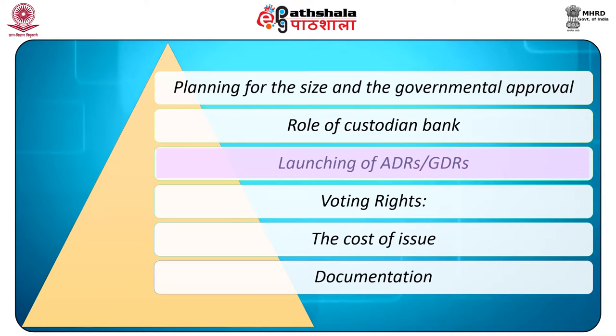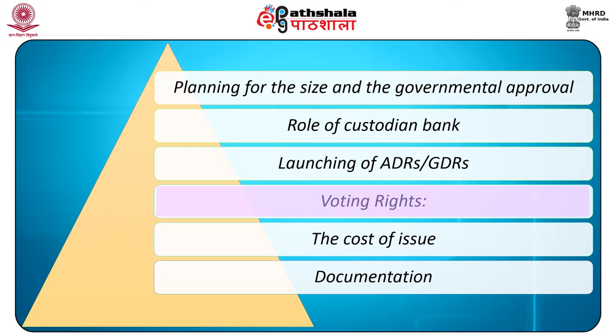Launching of ADRs and GDRs. The depository issues the depository receipts after getting information from the issuing company about the launch. The American depository issues American depository receipts, that is ADRs, while global depository receipts, that is GDRs, are issued by global depositories, often an investment bank located at international financial centers.